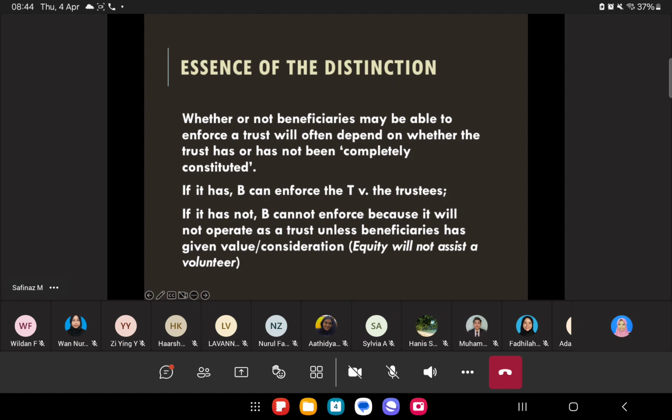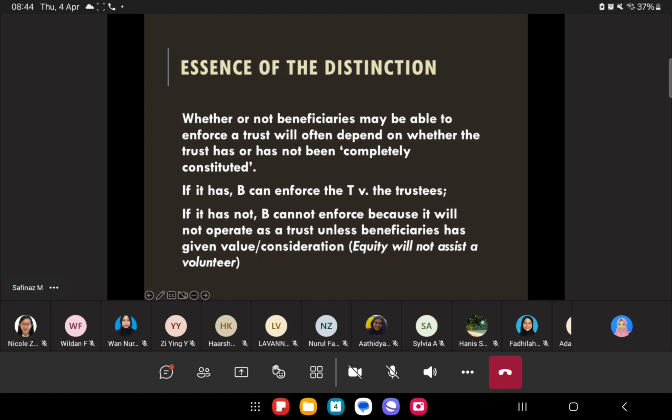So whether or not the beneficiaries may be able to enforce a trust will often depend on whether the trust has or has not been completely constituted. Sebab tu tadi saya sebut dalam kes-kes kan, beneficiary tak ada hak kan. So if the trust has been completely constituted, apabila amanah itu lengkap, beneficiary boleh kuatkuasakan amanah itu against the trustee. Kalau amanah itu tidak lengkap, beneficiary tidak ada hak untuk kuatkuasakan amanah because it will not operate as a trust unless the beneficiaries has given valuable consideration. Itu yang tadi maxim equity will not assist a volunteer.